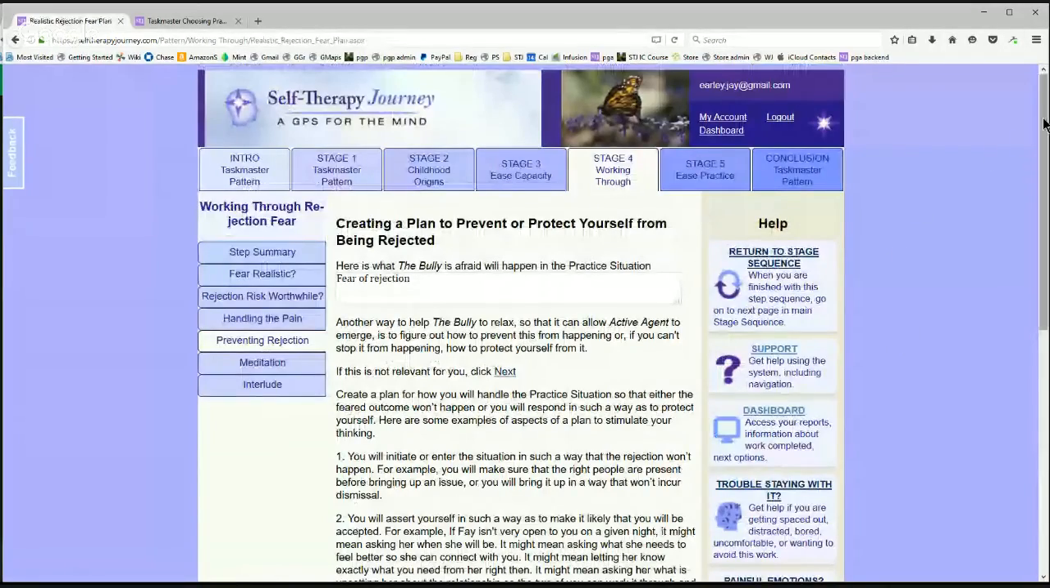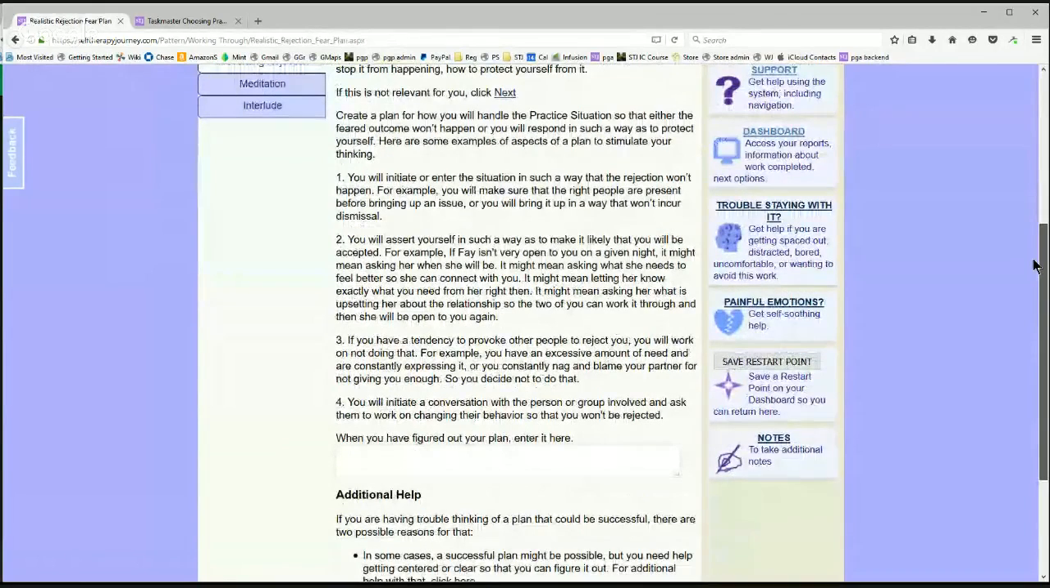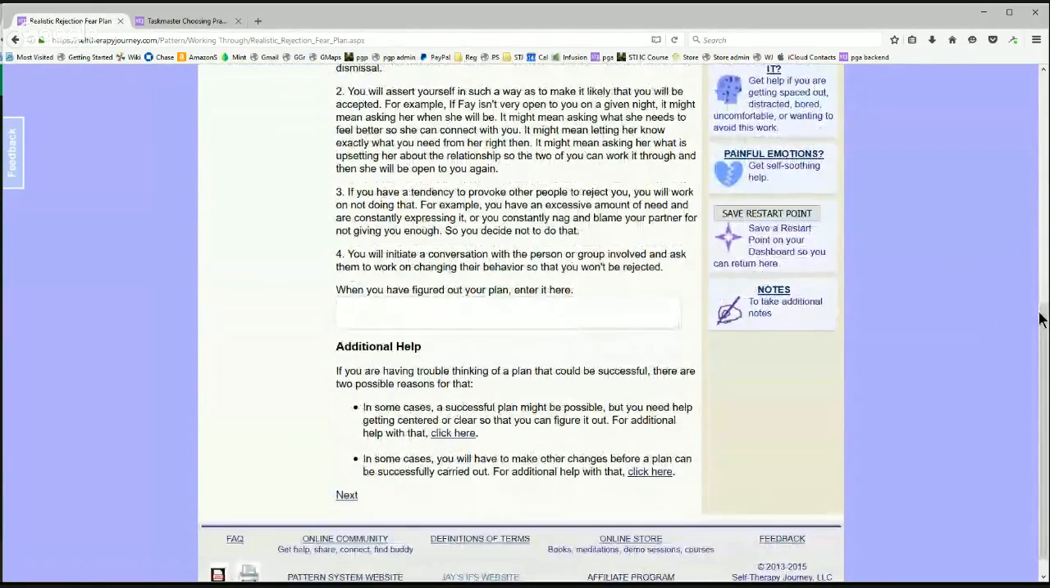And then I might also want to create a plan either to prevent John's dismissal or to protect myself from it. Here's a way you can figure out a plan for how you might enter the situation, or how I might decide to speak out in a certain way that minimizes the chances that John's going to dismiss my ideas. Or maybe if he does, I'll assert myself with him, or I'll get other people to support me. There are all kinds of different possibilities. So you basically figure out a plan for how, even if the fears happen, you're going to handle it.